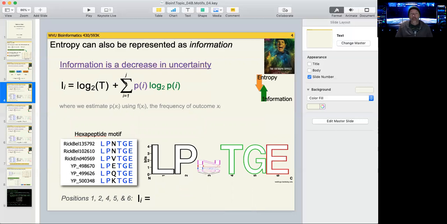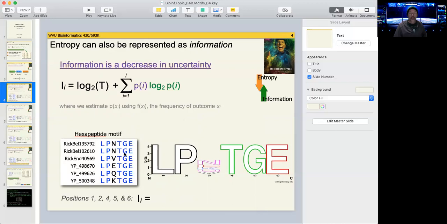So to calculate information at a particular position, we're going to use this equation: probability times the log base 2 of that probability. And we're going to estimate probability using the frequency of a particular outcome. In amino acid and nucleotide alignments, that outcome is the residue or the base. So we're going to use the frequency of particular bases or residues as an estimate of the probability of finding that residue or base in a multiple sequence alignment.